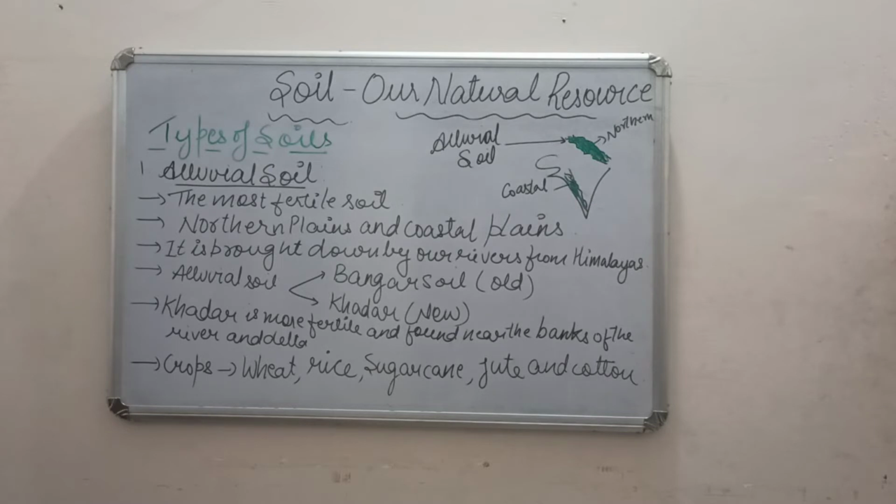Now, when we talk about the alluvial soil being more fertile, which kind of crops are there? It has wheat, rice, sugarcane, jute, and cotton. These are the various crops which are found here in the alluvial soil.